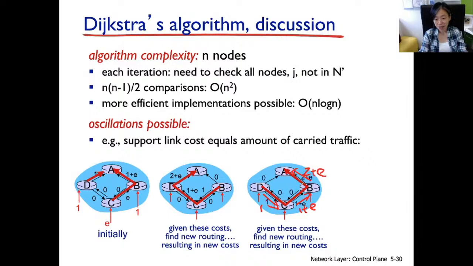And that is what you see here. 1 plus E, and 2 plus E. As a result, B sees this path costs 0. This path costs 2 plus E. B switches the other direction.